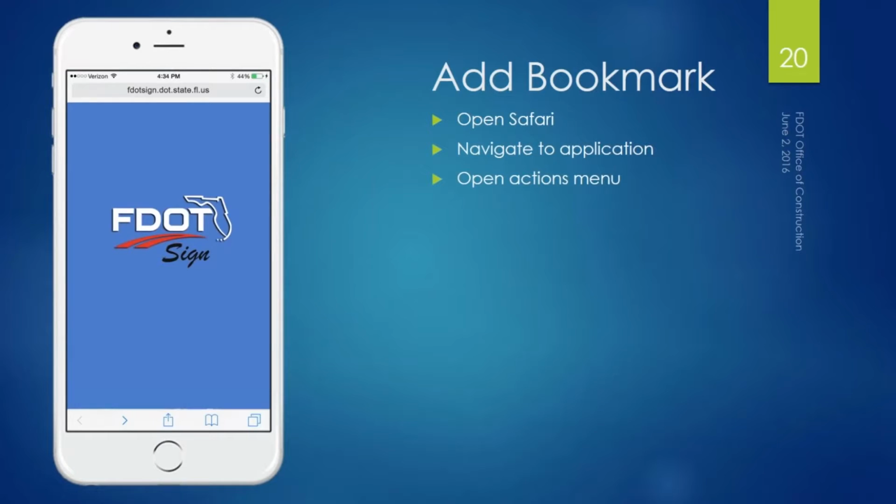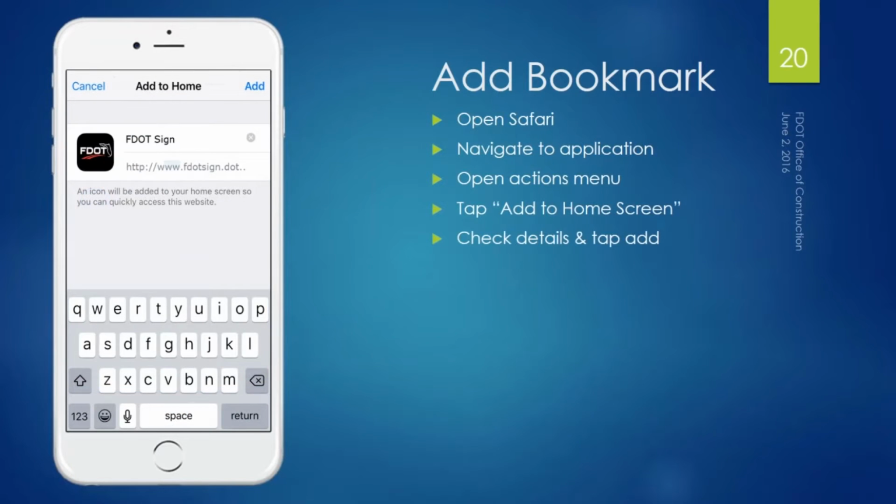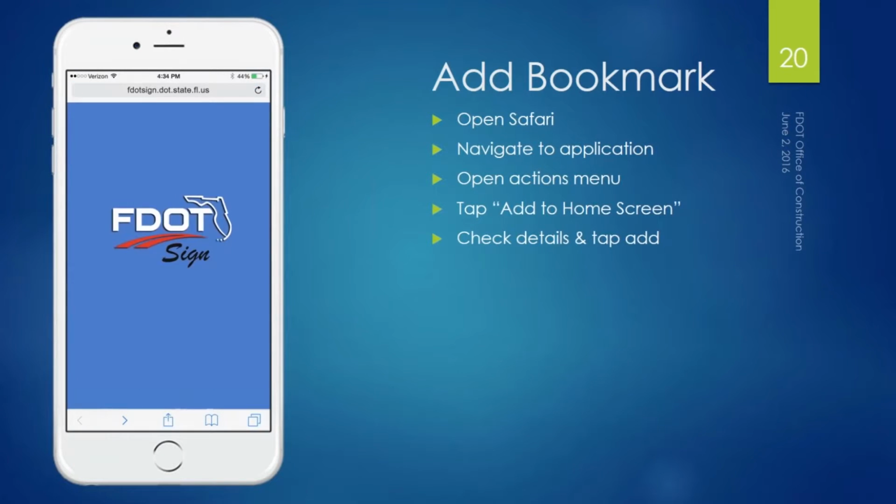Once we have the application open in the browser, we want to open the Actions menu. To do that, click on the center icon, the square with the arrow pointing out the top. In the Actions menu, you want to tap Add to Home Screen. This will allow us to give our shortcut a name. Edit the name of the shortcut to whatever you like, and click Add. That is all there is to it. We now have a shortcut on the home screen that we can use to easily access the FDOT Sign application.